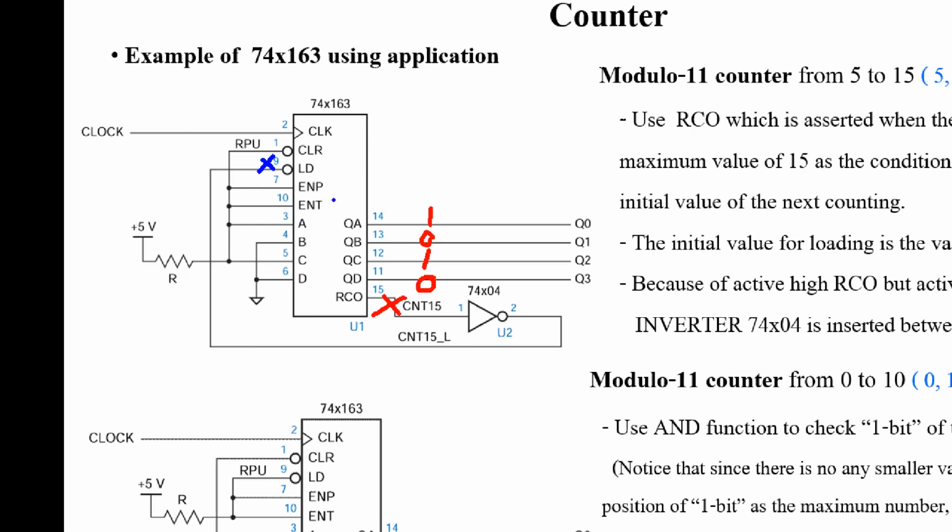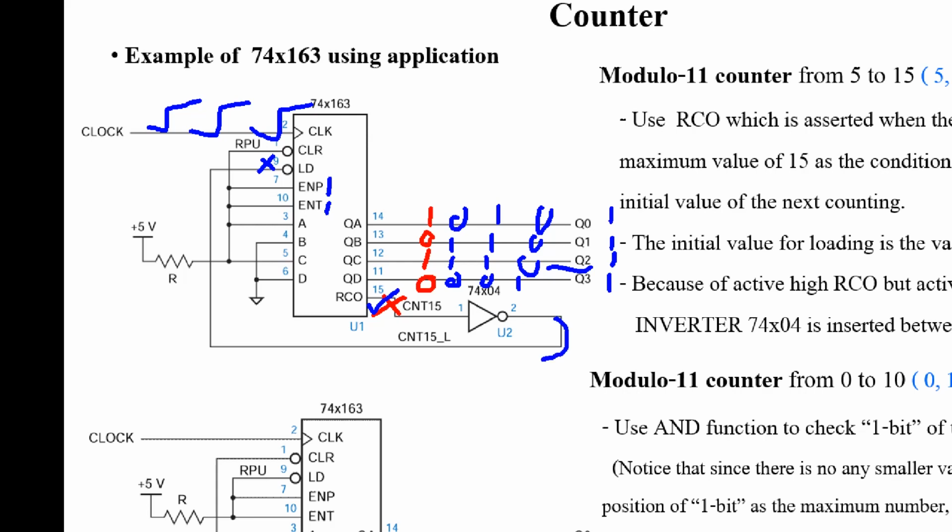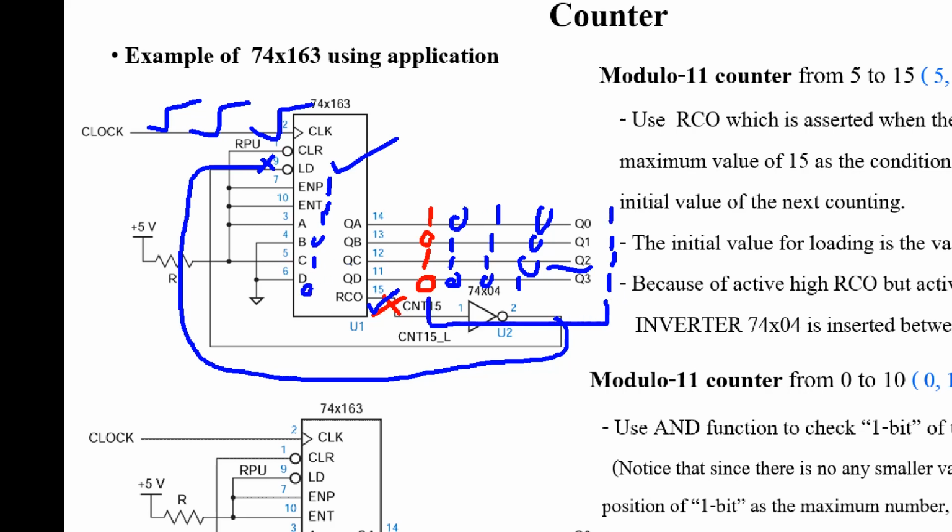So now, because enable P and enable T are still 1, it's in counting mode. That means when the clock ticks, it will increase by 1. So the next value is 0110. When the clock ticks again, it becomes 0111. For the next clock tick it is 1000, and so on, until 1111, until RCO is active again, and then it changes to load mode and loads 0101 again. So you can repeat this.